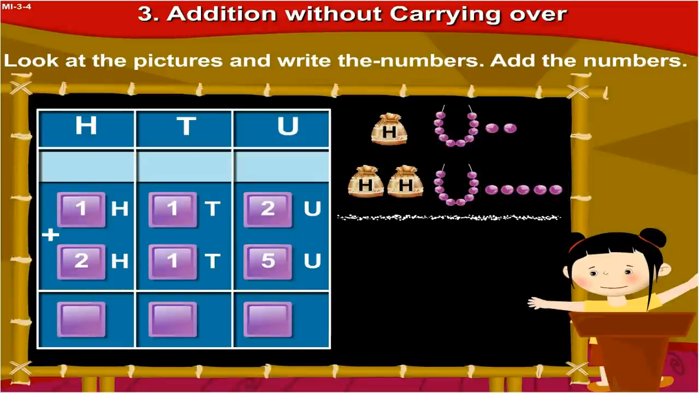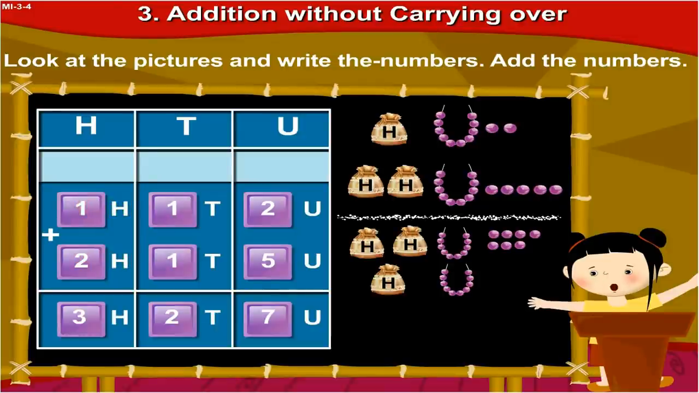Now we'll begin the addition from the units side. 2 units plus 5 units is 7 units, so you'll write 7 over here. Now the tens. 1 ten plus 1 ten is 2 tens, so write 2 over here. Hundreds. 100 plus 200 is 300, so write 3 over here. Which means the answer is 300, 2 tens, 7 units.